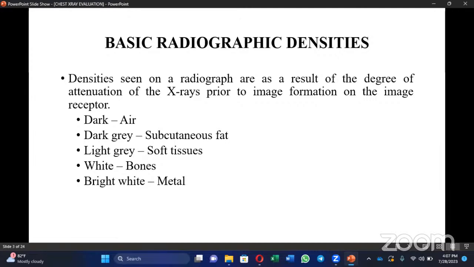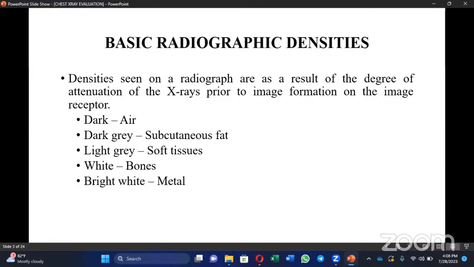So to start with, air, as I said earlier, appears dark on the radiograph because with air, there is no absorption of the X-rays. So all of the X-rays pass through to the image receptor to form the image. So it means that whenever we see dark areas on a radiograph, that structure or organ contains air. An example is the lung on a chest X-ray. The lung, which is an air-containing organ, will appear dark on an X-ray film or a radiograph.